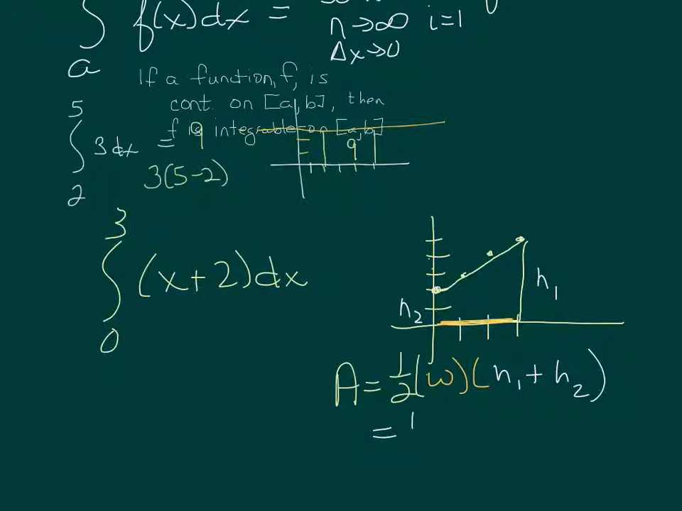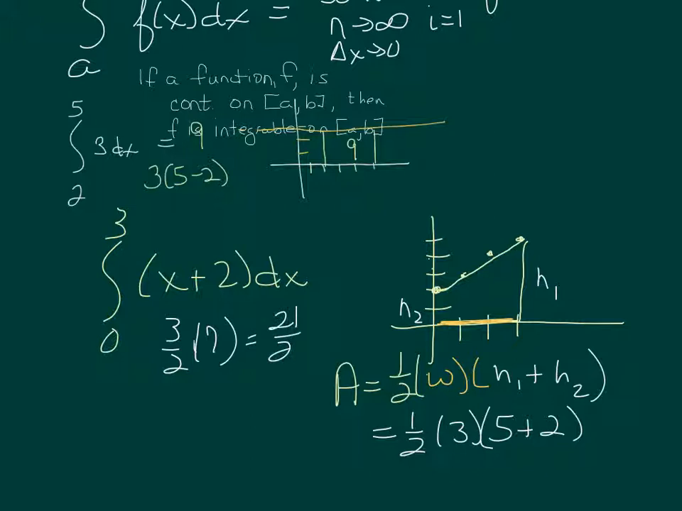we're going to have half. What's the width here? 3. And height 1 is 5 plus 2. So that's going to give us 3/2, well, times 7. Sorry, I got 10 on the brain. So 21/2, which is 10.5.